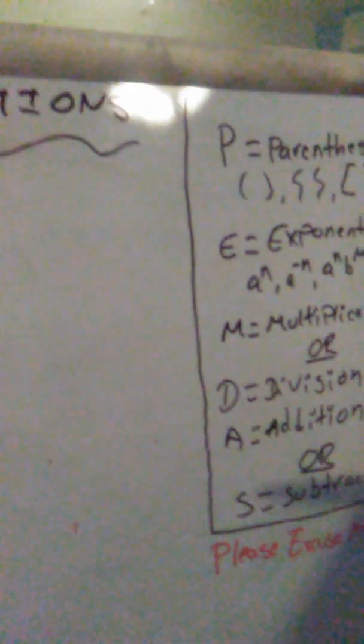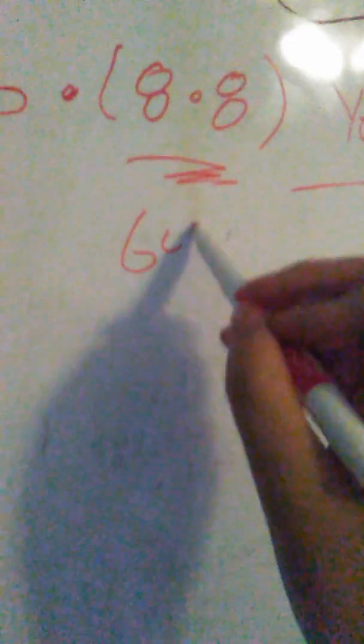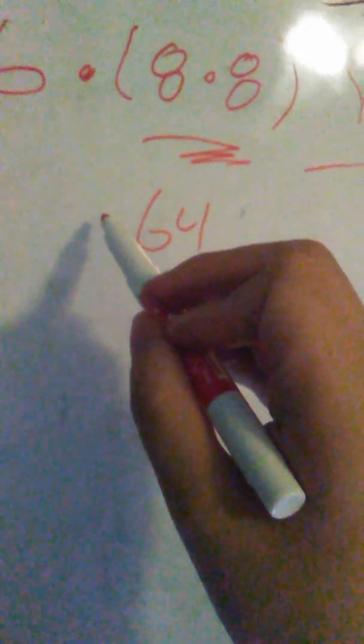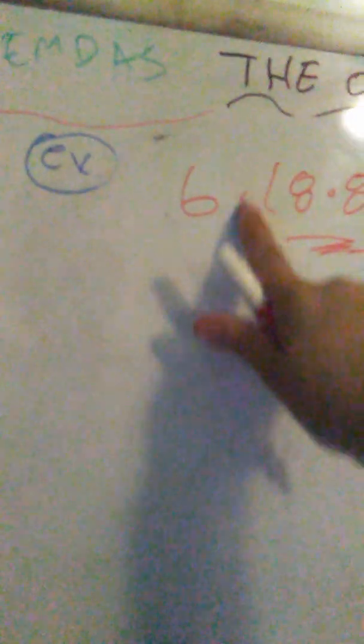Then you ask yourself, is there anything that I need to do inside of the parentheses? And the answer is yes. 8 times 8 is 64. Is that a 6? That is a 6, but we're not multiplying it. Add. So now we bring everything down, so 6 plus 64 is 70.